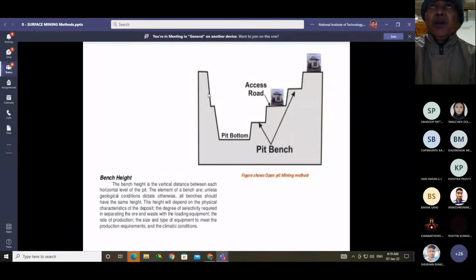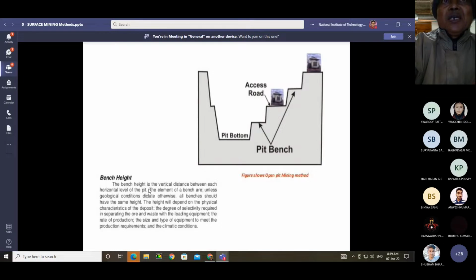So yesterday we have seen what is the bench height of the bench. This is the layout of an open pit mine. This is the top bench, this is the middle bench, this is the bottom bench. So these are called your benches. And in the middle bench, access haul roads are there through which the truck has to move. Open pit mining method. So what is bench height?